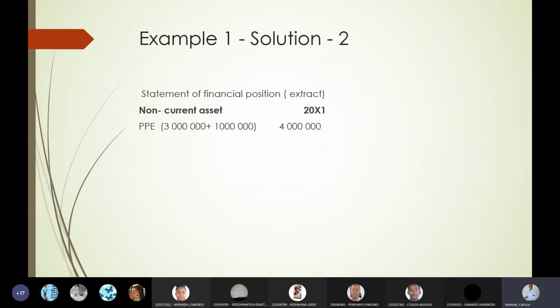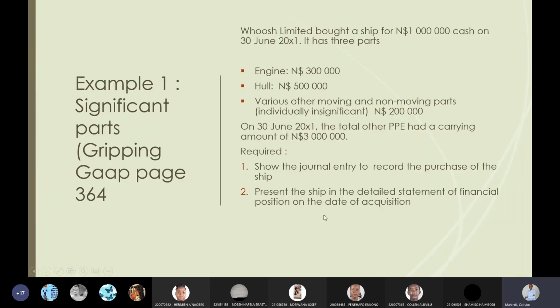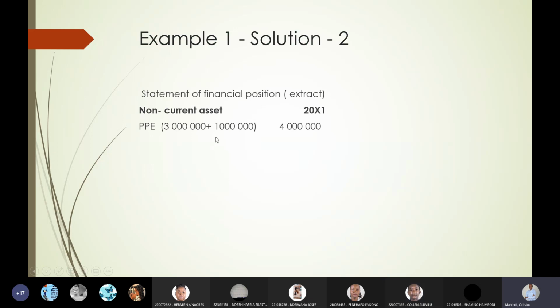Okay, so the property, plant and equipment was purchased on the 30th of June. On 30 June 20X1, the total other PPE had a carrying amount of 3 million, and then obviously we bought the ship for 1 million. So if we present it in the statement of financial position, we're going to have non-current assets on 30 June 20X1, the end of the financial year, and then our line item, property, plant and equipment.